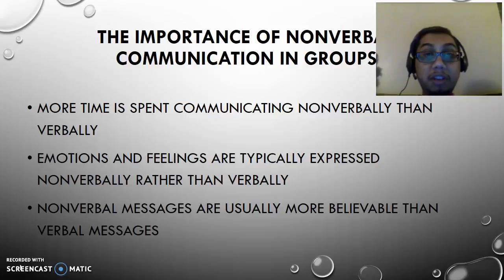So the importance of nonverbal communication in groups is more time is spent communicating nonverbally than it is verbally. And emotions and feelings are typically expressed nonverbally rather than verbally. And nonverbal messages are usually more believable than verbal messages.